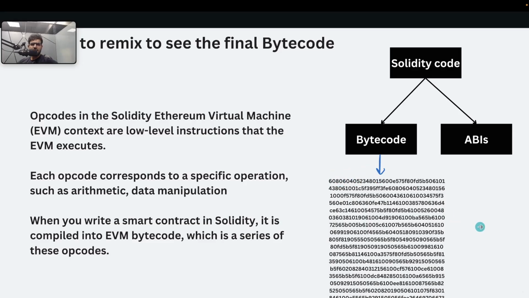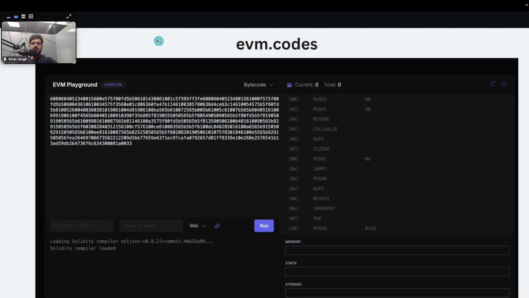Let's try to see some of these opcodes. Here is a website that you can go to. There are a bunch of tools like this that exist for every language for reverse engineering binaries. For reverse engineering, अंदर तू कर क्या रहा है भाई? What exactly are you doing in this binary code?